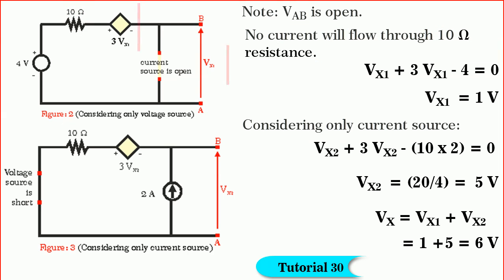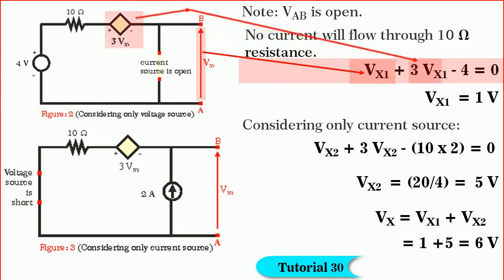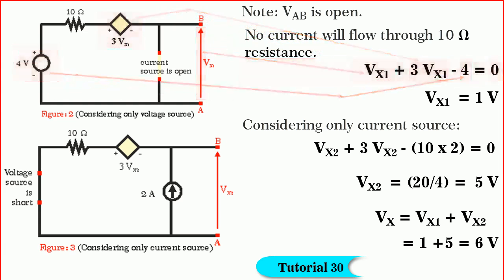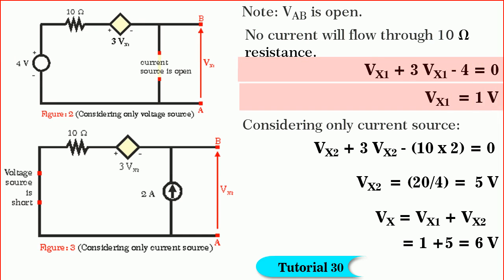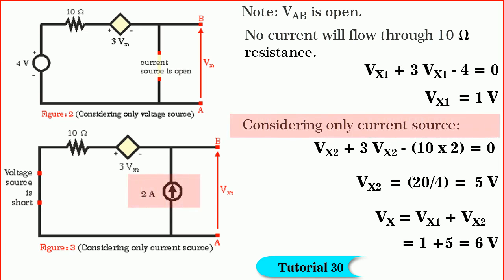Second, the voltage controlled voltage source now is dependent on Vx1, which is the voltage between A and B. So, by writing the Kirchhoff's voltage equation for the circuit, we get Vx1 plus 3Vx1 minus 4 is equal to 0. By solving, we get Vx1 is equal to 1 volt. That is simple. Similarly, now let us consider only the current source of 2 amperes.